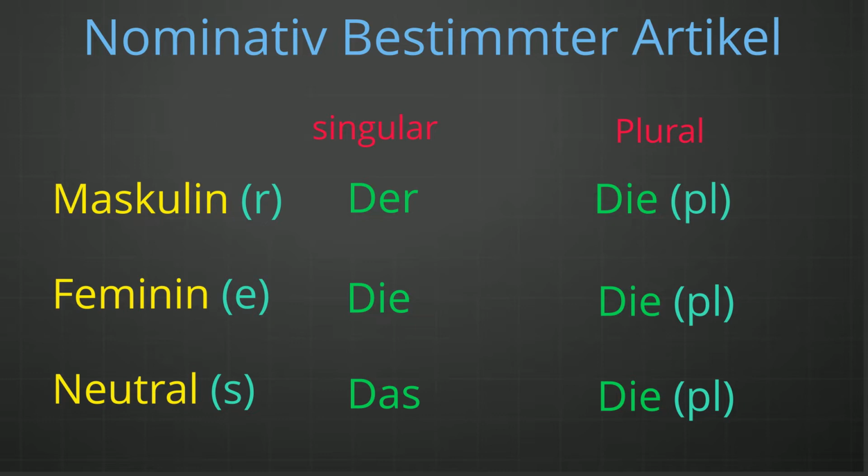Let us just quickly revise the nominative article so that it will be easy for you to understand whatever examples we are going to learn. Masculine singular nouns have the article der and the symbol is R. Feminine singular nouns have the article die and the symbol is E. Neutral singular nouns have the article das and the symbol is S. For all plural nouns, the article is die. That is why plural nouns are easy to remember. You don't have to remember their gender.